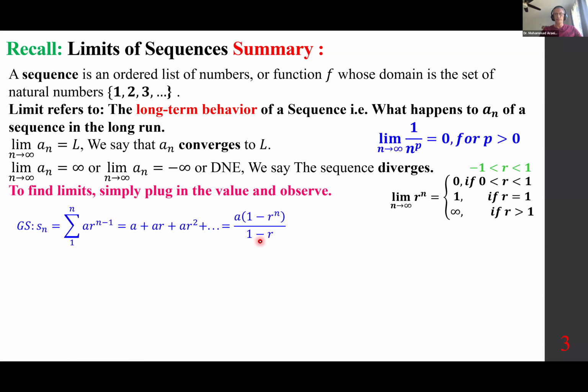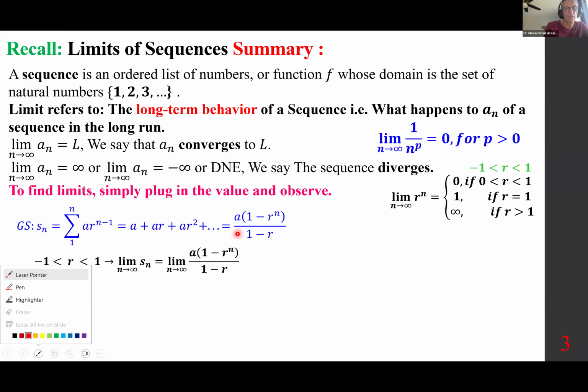If r is between -1 and 1, then the limit of S sub n as n approaches infinity is the limit of this expression, a times 1 minus r to the power of n over 1 minus r. So when r goes from -1 to 1, this r to the power of n, its limit goes to 0. We get a over 1 minus r.